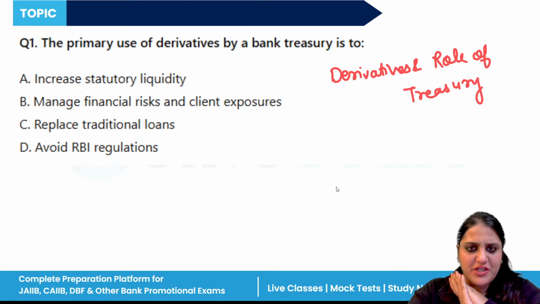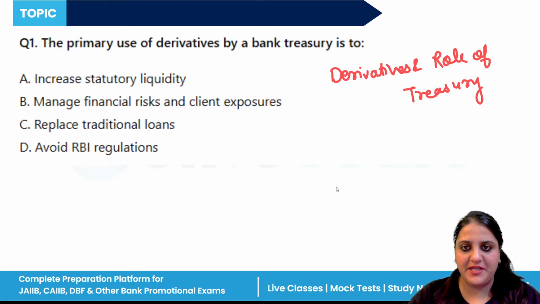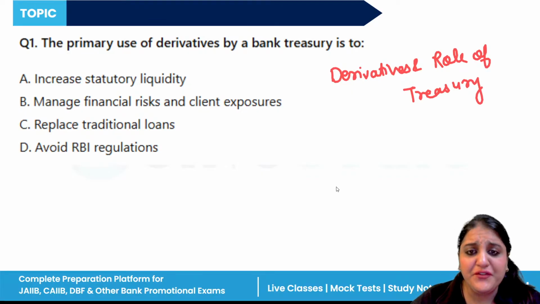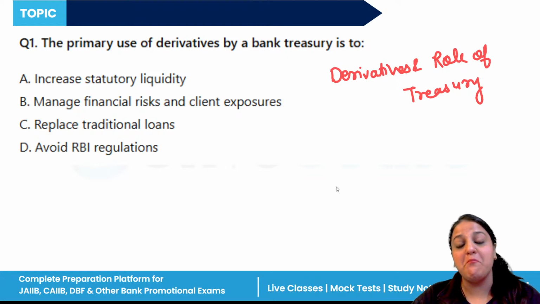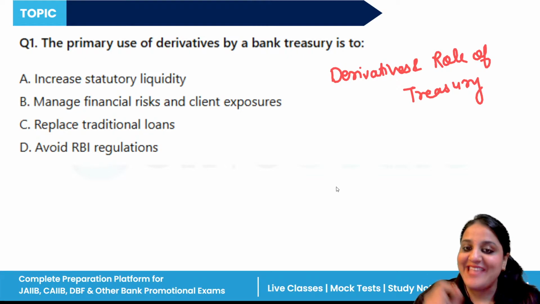So imagine there is a very large Indian company that has taken a US dollar loan. Every month the company worries. What if the US dollar becomes costlier? What if interest rates increase? What if cash flows become unstable? Now imagine a bank treasury sitting like a risk factor for the bank and its clients. Treasury says, don't worry, I will transfer your risk to the market using derivatives. That is where derivatives are born.